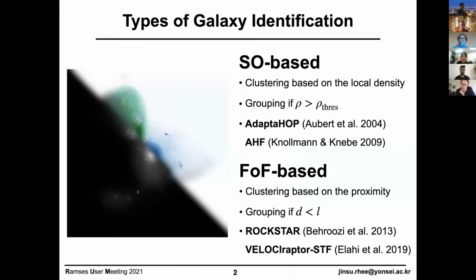Structure identification is a very important step to analyze cosmological simulation data. Historically, there are two main streams of how halos or galaxies are identified: SO-based or friend-of-friend-based methods. The SO-based method finds structures based on the local density of particles, where particles are clustered if their local density is greater than the threshold value. On the other hand, the friend-of-friend method relies on the proximity among particles, in which particles are clustered if their distance is less than the predefined value, the linking length.